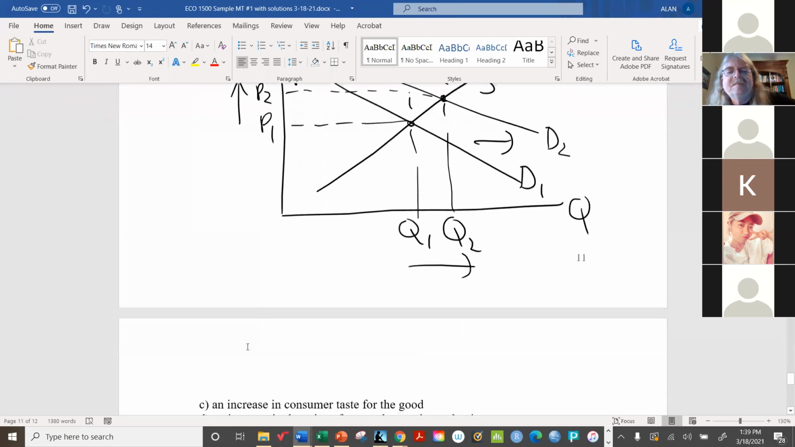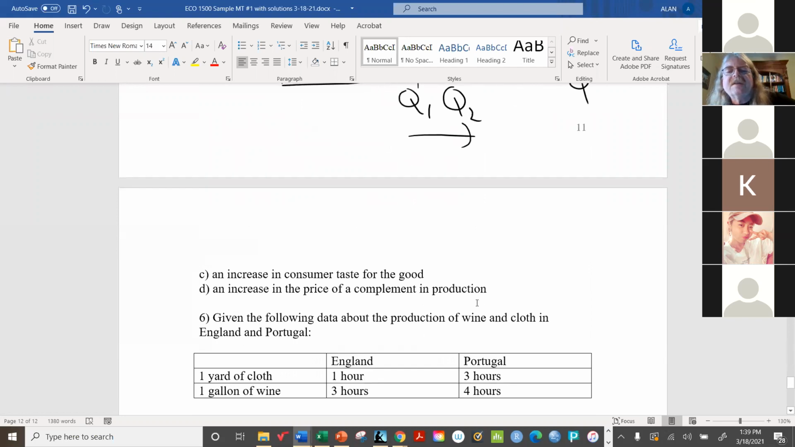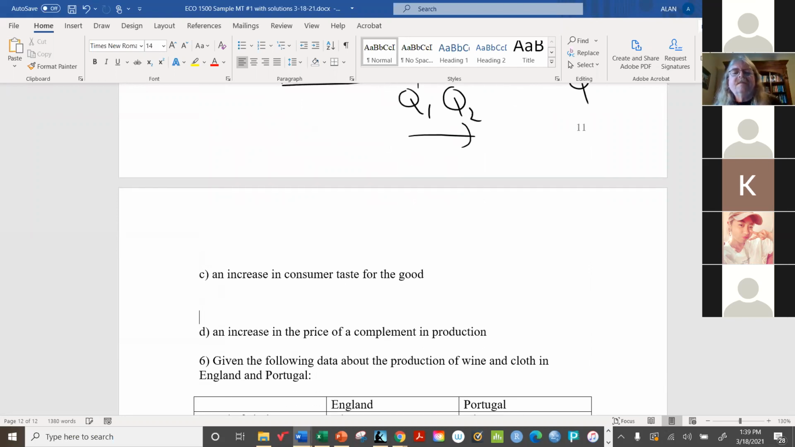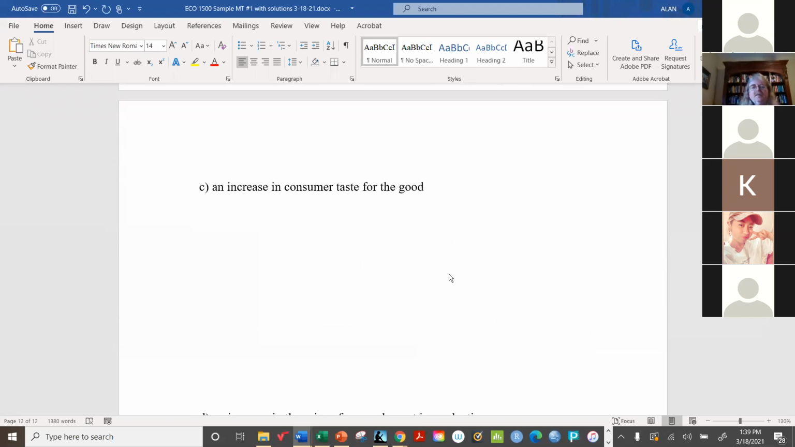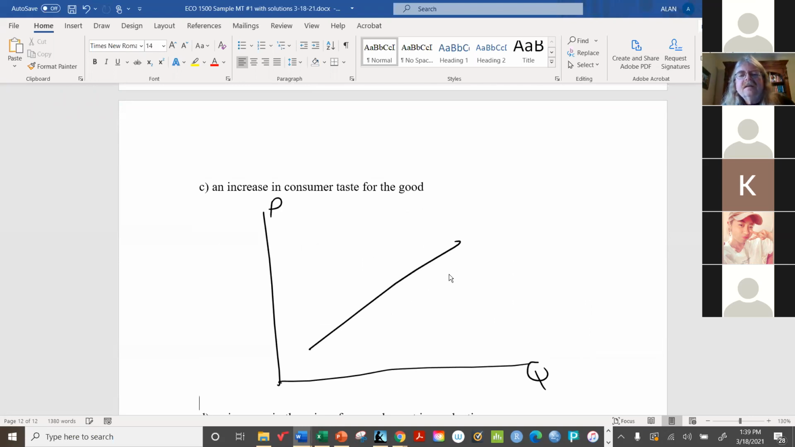Okay, now, an increase in consumer tastes. Well, we've already seen this one. And this turns out to be an increase in demand. So we're going to buy more organic rutabagas, I guess, just because we think that they're healthier. So the demand shifts to the right.